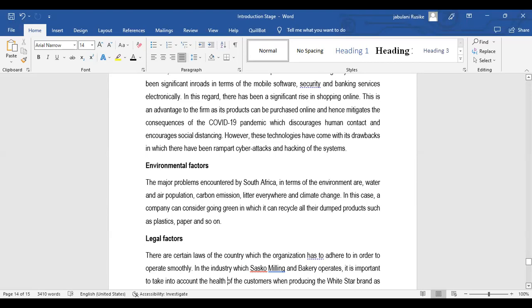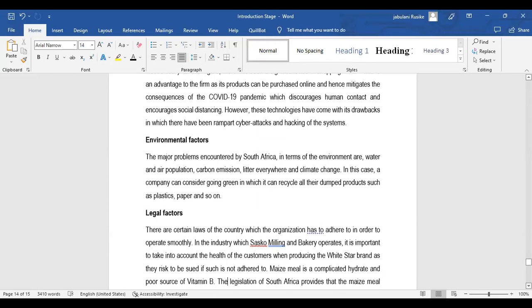The government would now come up with environmental laws that govern the way the organizations should operate, so that the environment is protected. So it impacts the organization because it cannot operate haphazardly. It has to abide by the rules of the government.